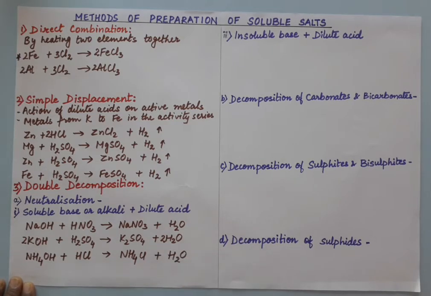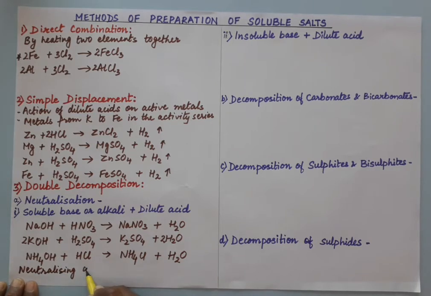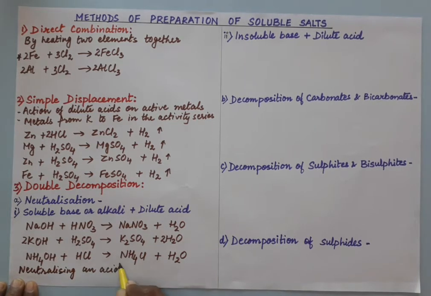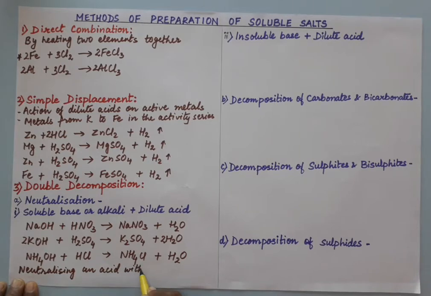So these are the examples of soluble base, or you can say alkali, when it reacts with acid. So here we also need to understand neutralizing an acid with a soluble base, or you can say alkali.